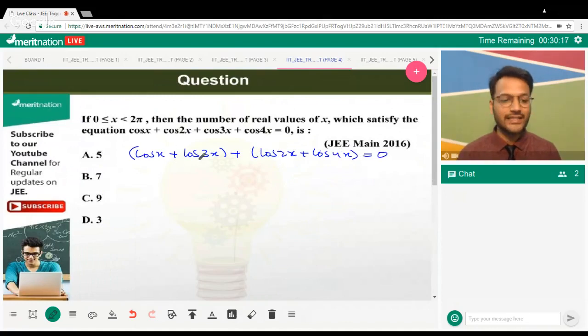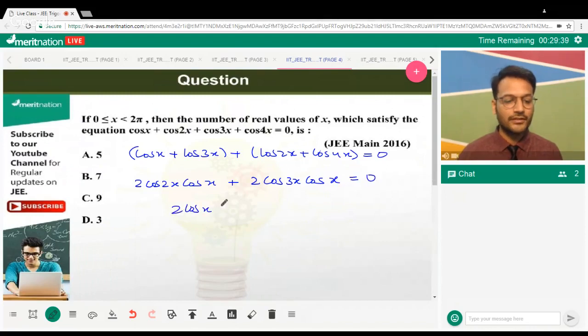Now we'll apply the formula of cos A plus cos B. So cos A plus cos B is 2 cos (A plus B)/2, which is 2x, right? And cos (A minus B)/2, which is negative x, but eventually cos of minus x is cos x itself. Plus, if I apply the formula over here, this is 2 cos 3x, since 4 plus 2 is 6 upon 2, which is 3x, and 4 minus 2 is 2x upon 2, which is x. We can take 2 cos x as common: cos 2x plus cos 3x.